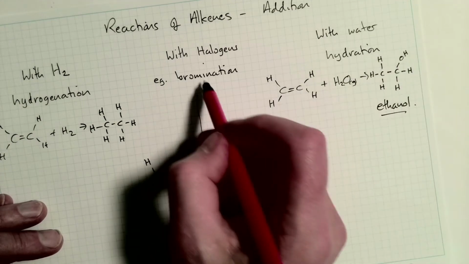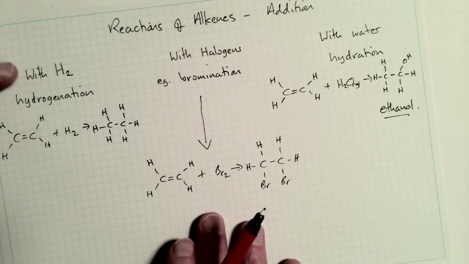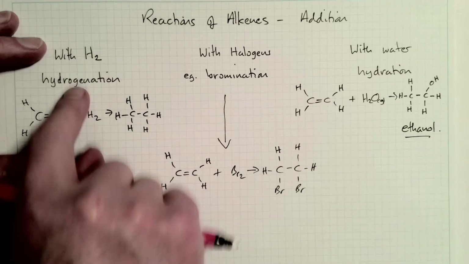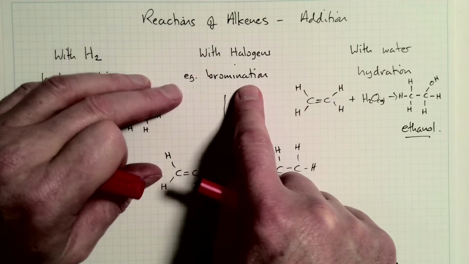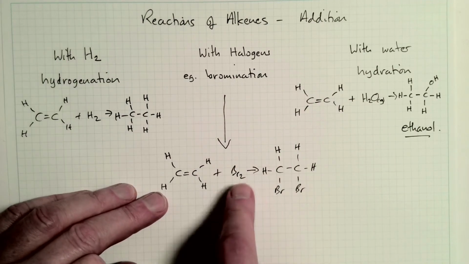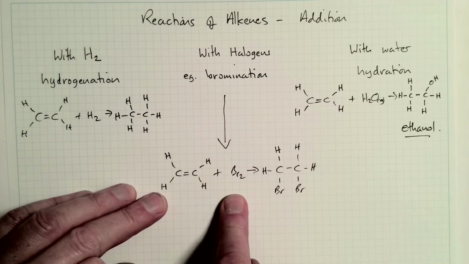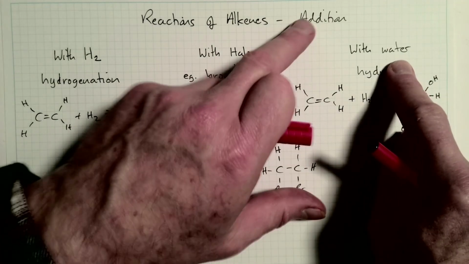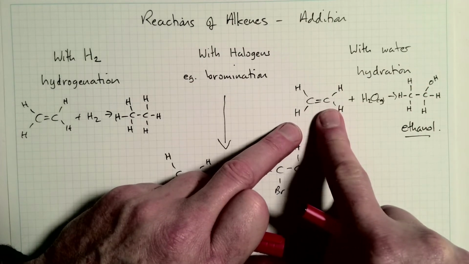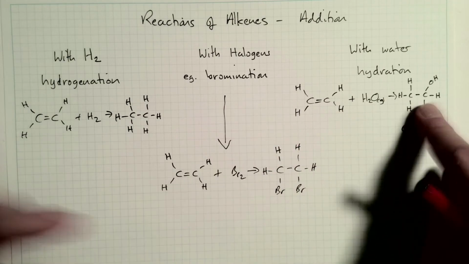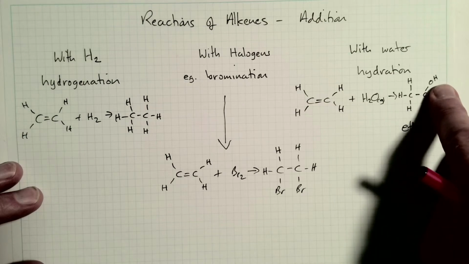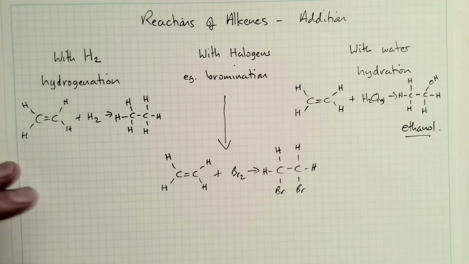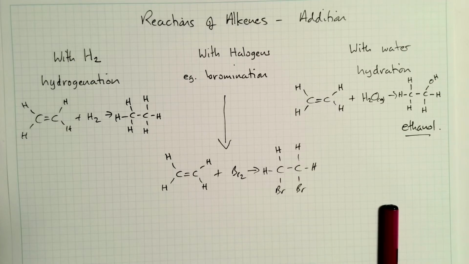So let's go back. You react it with hydrogen, it's hydrogenation, and you get an alkane. React an alkene with a halogen and you get a halogenated alkane, right? And then if you react it with water, you go from your ethene to ethanol, which is an alcohol with the functional OH group, the hydroxyl functional group attached to it. Okay, so there's a very quick rundown of the reactions.